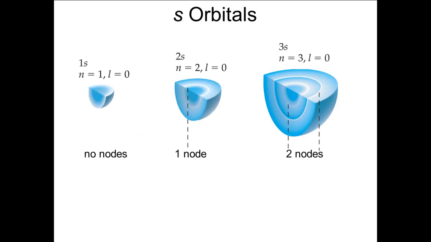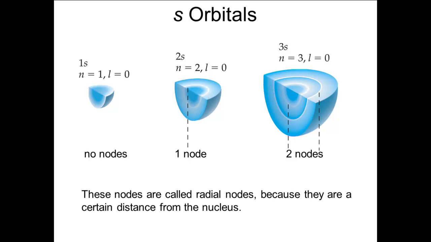This is a cutaway picture of the 3 orbitals in 3 dimensions. Notice that the nodes are at a particular distance from the nucleus. They are called radial nodes. In general, any orbital will have n-1 nodes, where n is the energy level. For s-type orbitals, all the nodes are radial nodes.